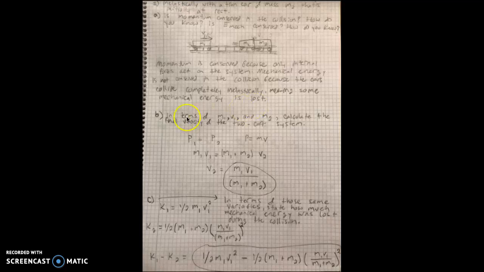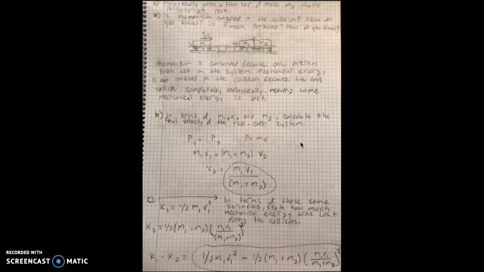So, part B asks, in terms of m1, v1, and m2, calculate the final velocity of the two-cart system. Okay, so I'm going to use the fact that momentum is conserved, and the momentum before the collision will be the same as the momentum of the system after the collision. So I have p equals mv, momentum equals mass times velocity.